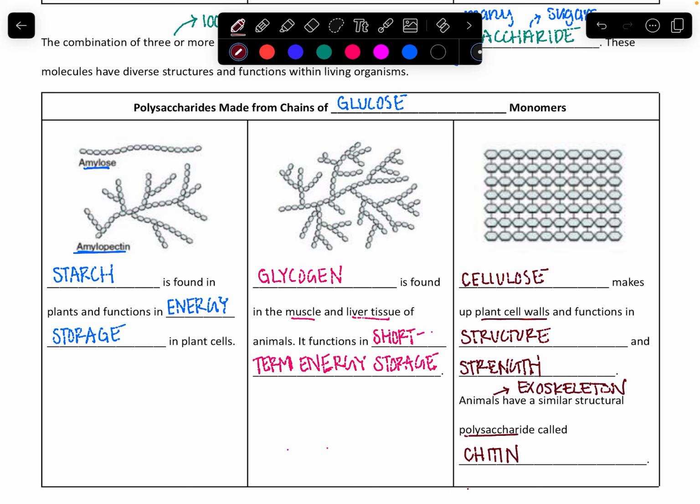So we as human beings do not have this type of polysaccharide in our bodies, but we do see it pretty frequently in other types of animals, okay? That is what you need to know about carbohydrates for now, and I hope that that was helpful.